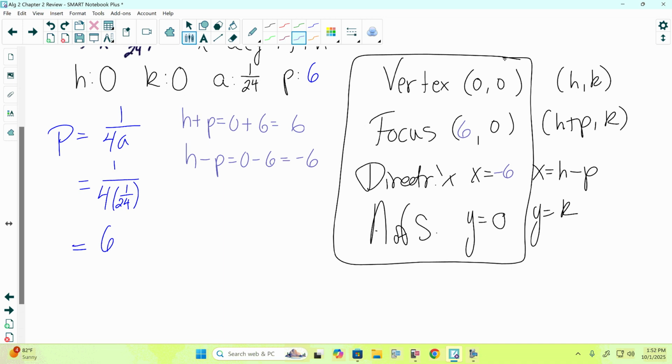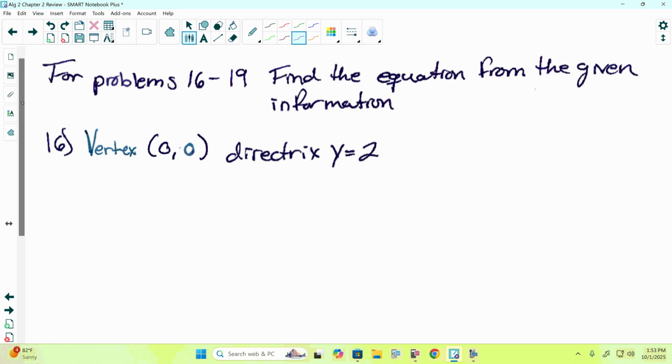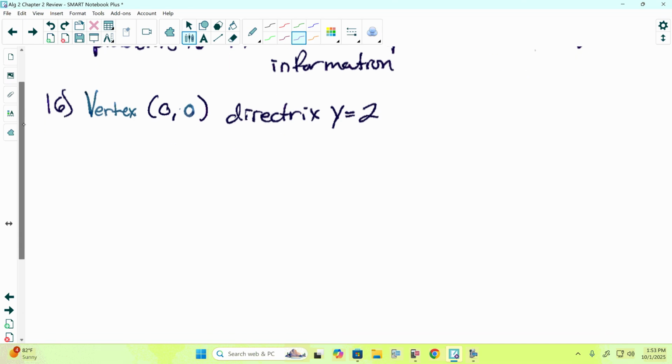We ready to look at 16 through 18? Now this time we're going the other direction. They gave us the vertex and the directrix. We've got to find the equation. Now the vertex, no matter which equation we're working with, is the point h comma k. Now the directrix is nice because there's only two equations for directrix: x equals h minus p and y equals k minus p. Since we do have y equals, it means the general form for this equation is y equals k minus p.